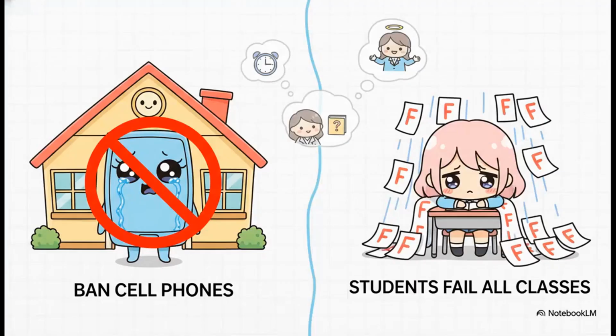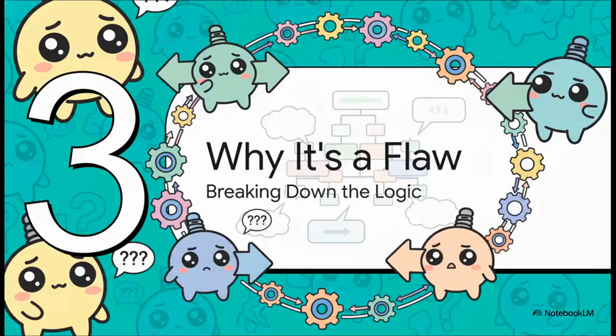This is a great example of a false dilemma fallacy. It presents two extreme choices as if they are the only options. As a result, people may feel pressure to choose a side, but in reality, there are often other possibilities and more balanced solutions that are being ignored. So, the really crucial part is understanding why this is such a flawed way to build an argument.